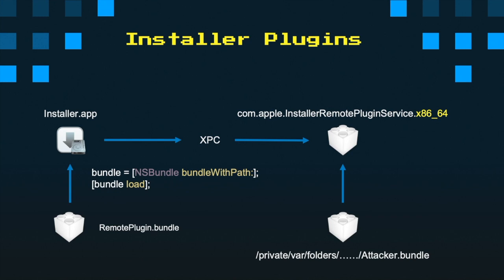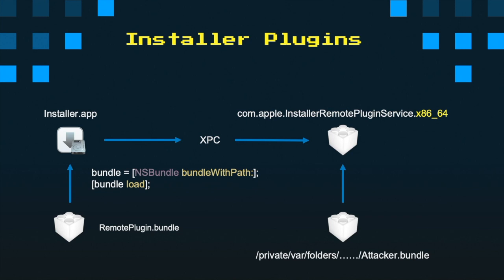So with installer plugins, once the installer app starts up, it actually loads a series of bundles, and there's a bundle that corresponds to each installer pane. So for the introduction, the license, the README, those are actually bundles that are contained within the installer app. And so it goes and loads each of these bundles. There's one specific bundle that is interesting, and that's involved with installer plugins, and that is the remote plugin bundle. So once that bundle is loaded, it actually uses the NSXPCConnection API to reach out to the installer remote plugin service and start that service.